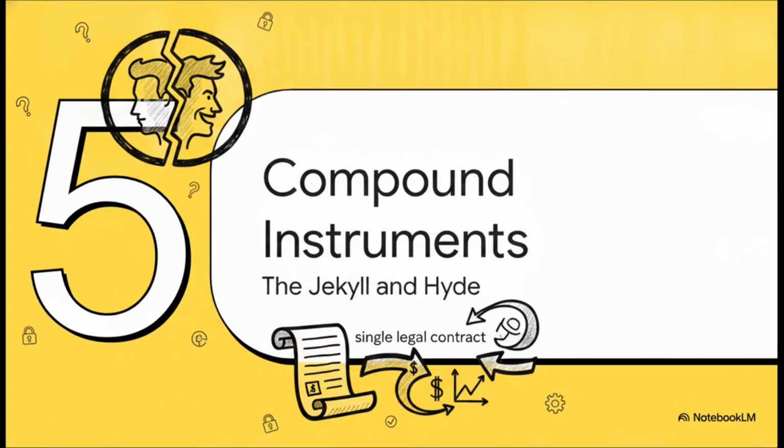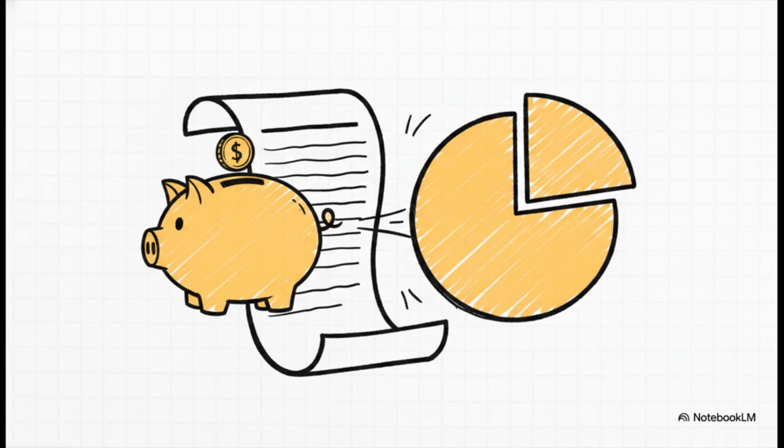Section 5. Splitting compound instruments, the Jekyll and Hyde. Now let's examine compound instruments. These are basically the fascinating Jekyll and Hyde of the accounting world because they literally have two distinct personalities locked inside one single legal contract. The absolute classic example is a convertible loan note. It acts exactly like debt because it pays interest, but the holder also has the option to convert it into equity shares later on. And because IAS 32 demands that we look at economic substance rather than just legal form, we can't just lump this onto the balance sheet as one item. We have to manually split this compound instrument into its distinct debt and equity components.